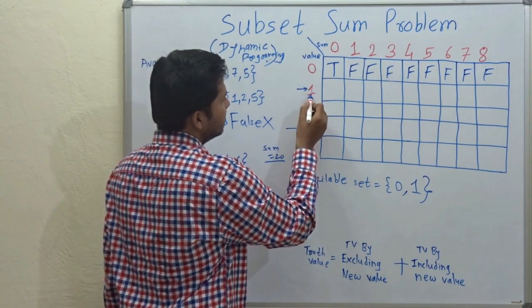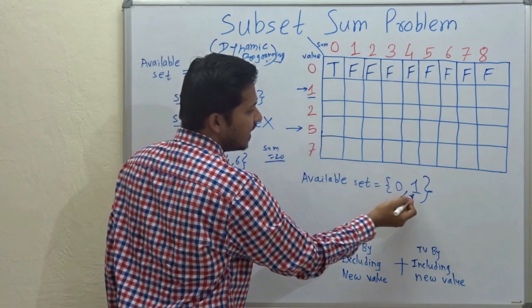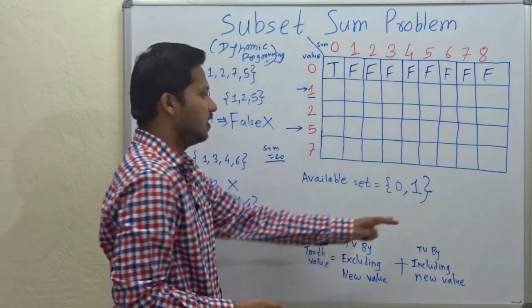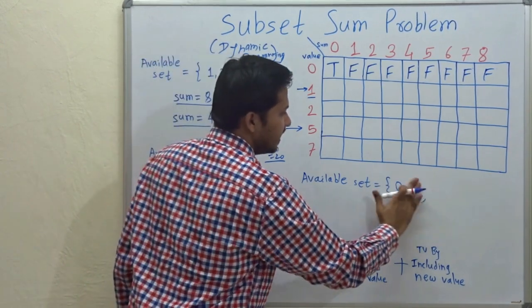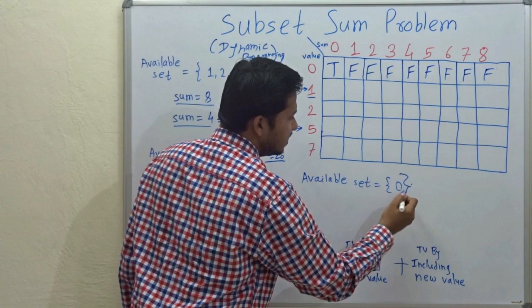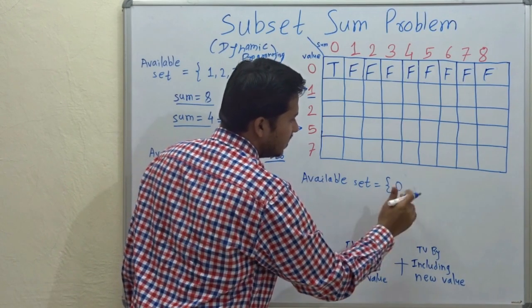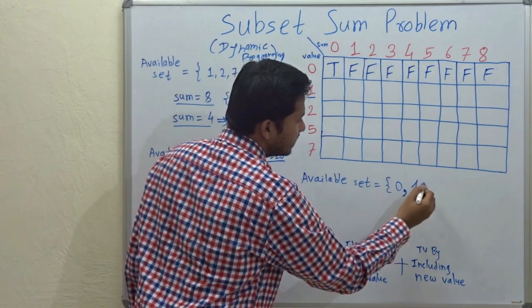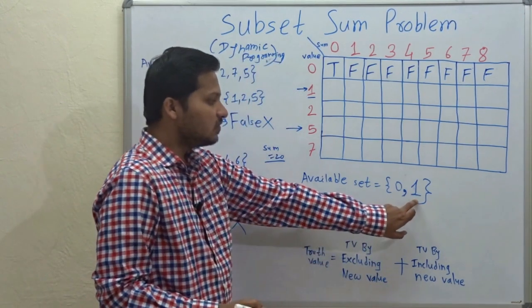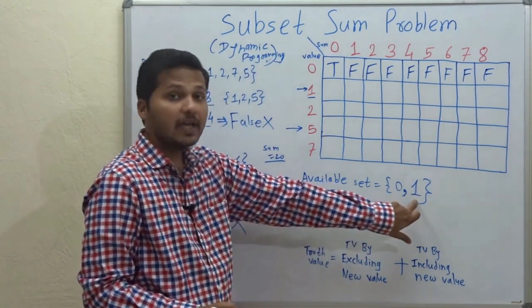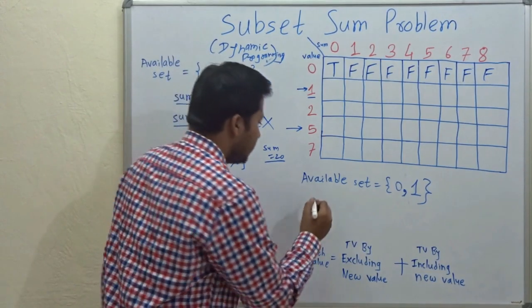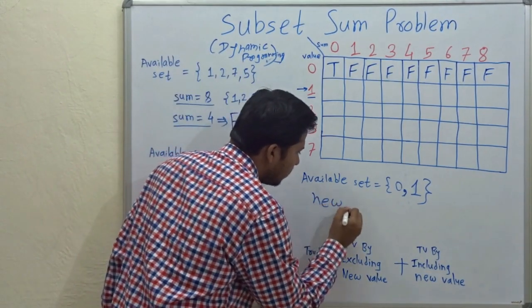See, this is the value which is added to the set. Previously the set was only 0 and now 1 is added to the set, which is why this 1 is called as new value. That is called as new value.